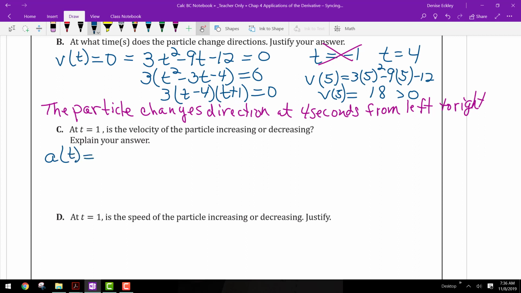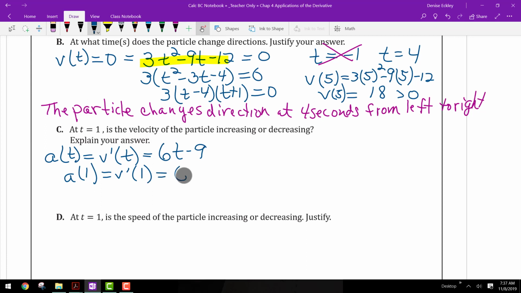So a of t is going to be the derivative of the velocity function. Our velocity function is right here. We take the derivative of that function, and we get 6t minus 9. So we want a of 1, which is v prime of 1, which is 6 minus 9, which equals -3.